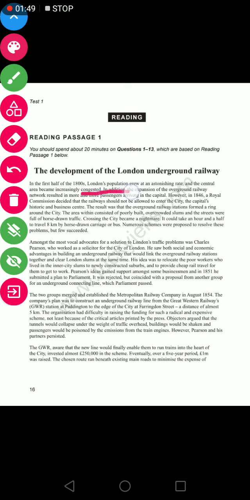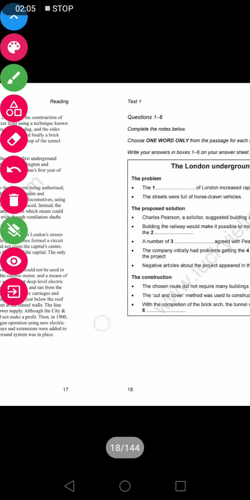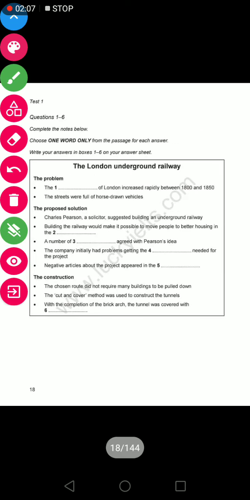London's population, what is growing, what is increasing, and that is London's population. So our answer is population. So students, in the first blank we have to put: the population of London increased rapidly between 1800 and 1850.